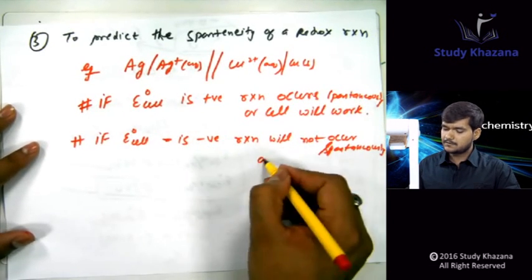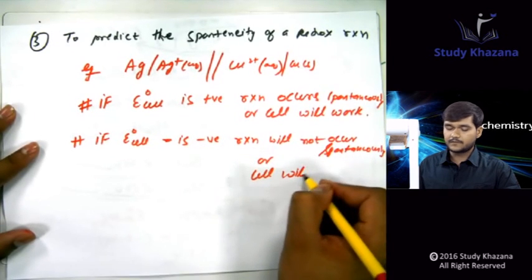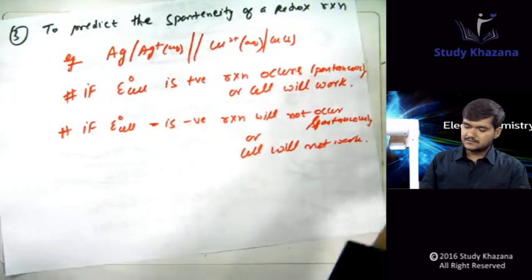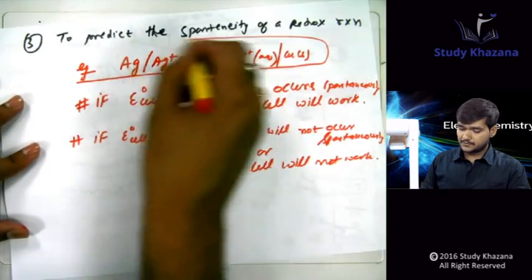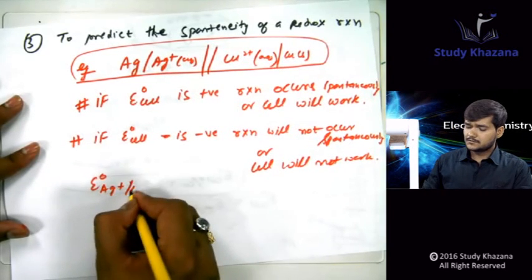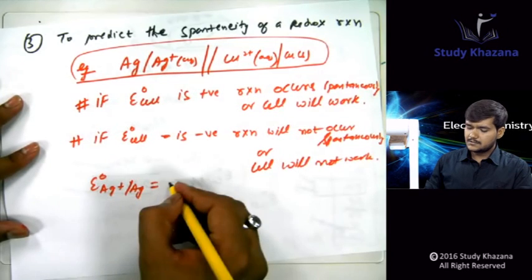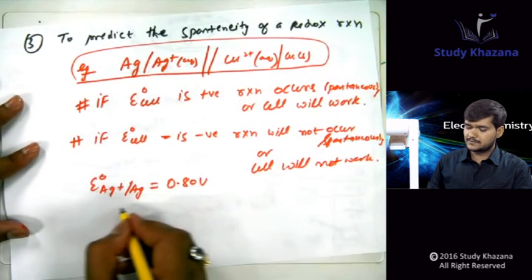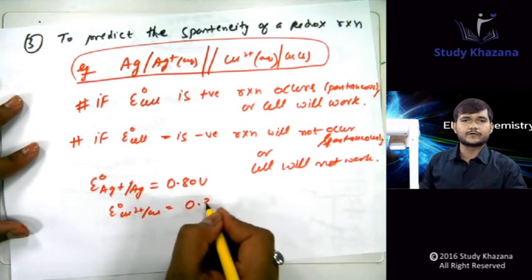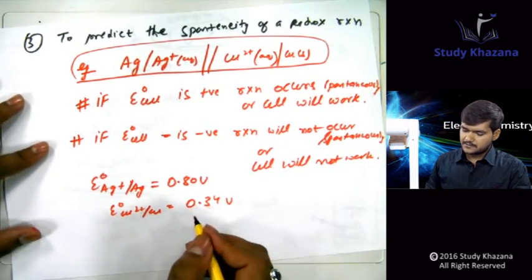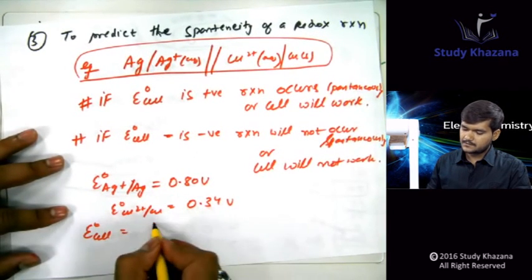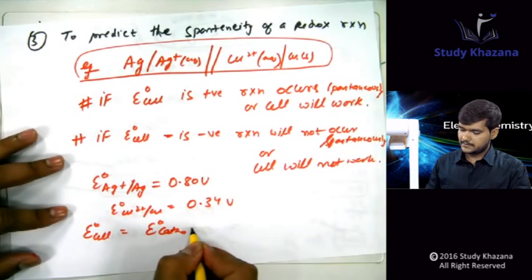The cell will not work. For example, in the cell I have given you in the example, the reduction potential for silver, Ag plus to Ag, is 0.80 volt. The reduction potential for copper, Cu2 plus to copper, is 0.34 volt. You already know how to calculate the EMF, or E0 cell. Formula: E0 cell equals E0 cathode minus E0 anode.